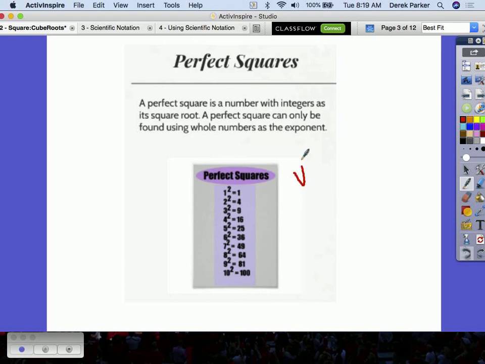For example, the square root of 100. You're looking for what number times itself 2 times is 100. The answer is 10.